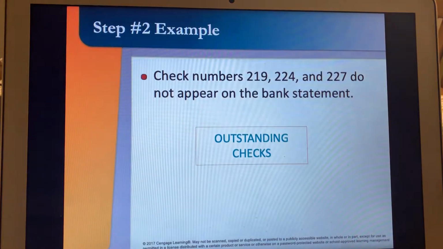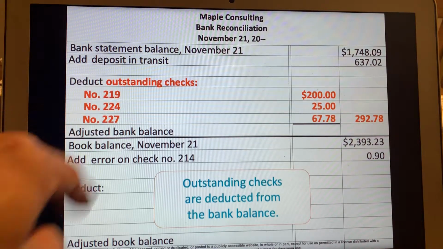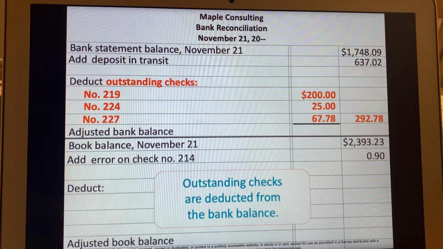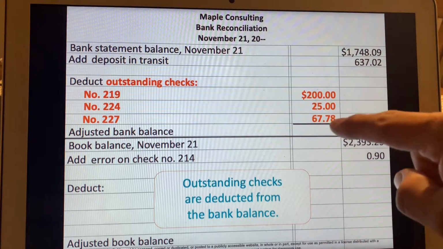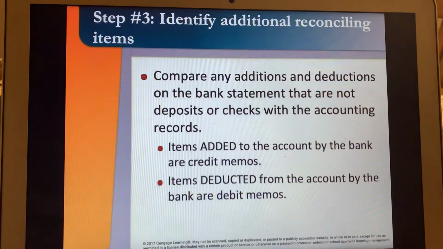Check numbers 219, 224, and 227 do not appear on the bank statement, so these are outstanding checks. So we'll put outstanding checks, listed just like this, 219, 224, and number 227, 200, 25, and 67.78. So add that up right there, 292.78 for a total.